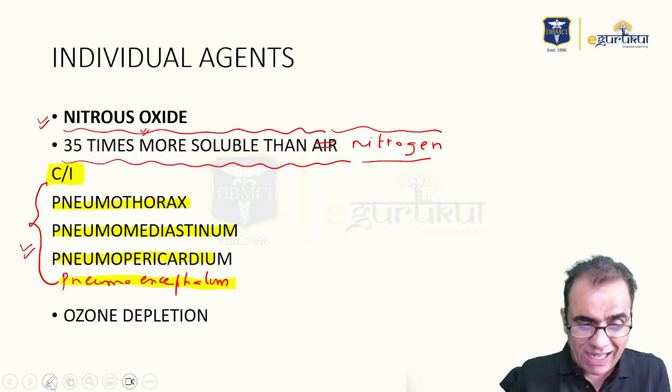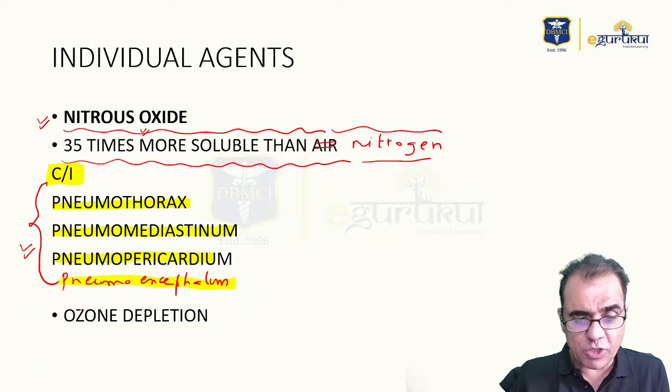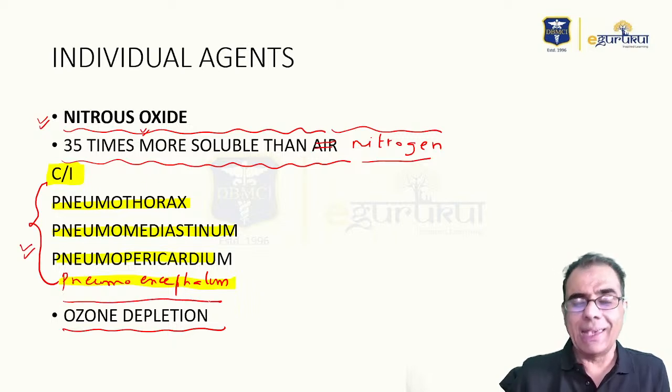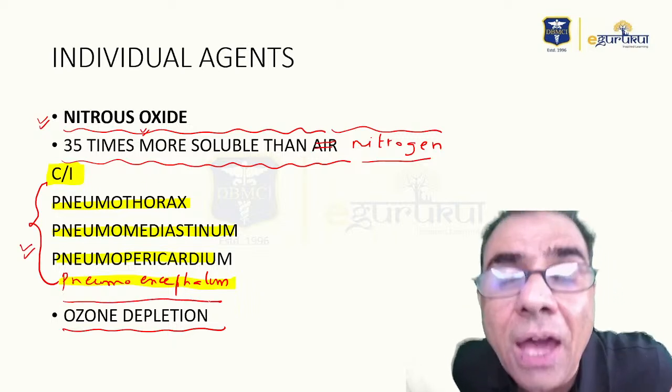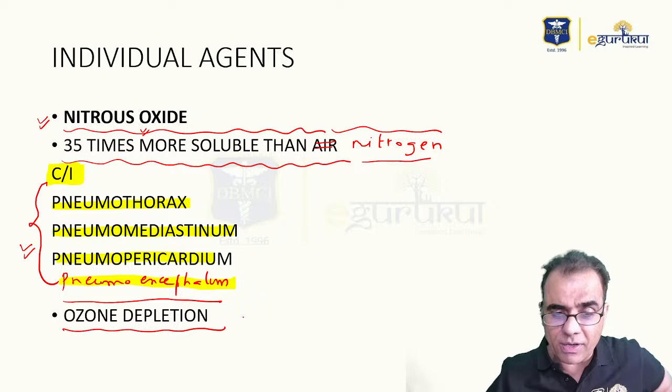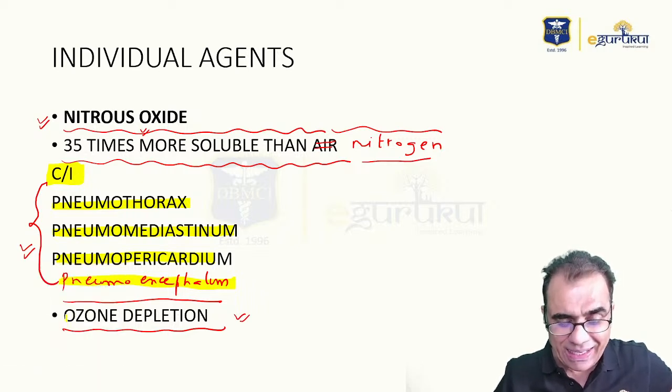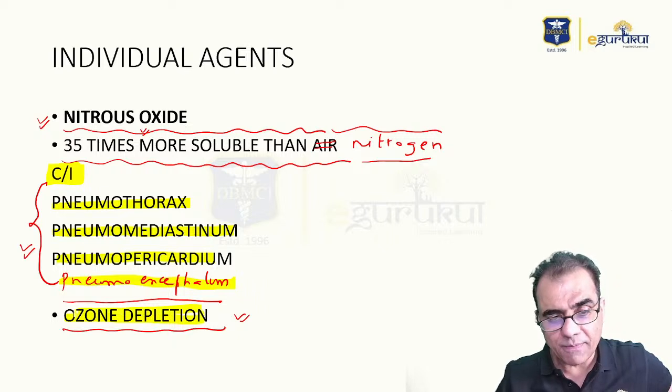Now the second important reason for which people are using air, I told you, instead of nitrous oxide you can use air, and the very important reason for that is that nitrous oxide can lead to ozone depletion.